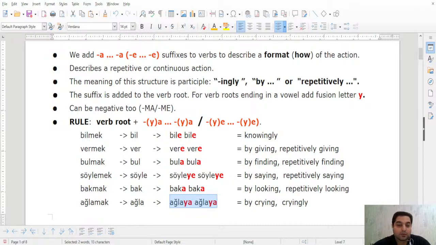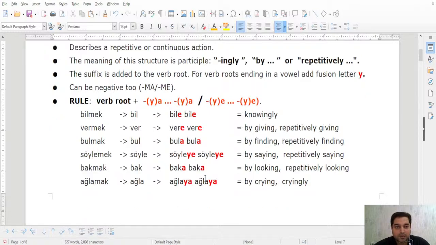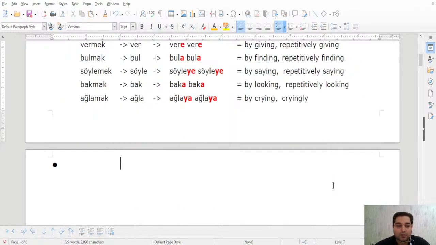Now, yes, I was going to say, Susan asks whether it's the same as arak. It is very, very similar, okay? But it still has its own function. So for example, in certain cases, let me show you. Let's think about the example koşmak, right?